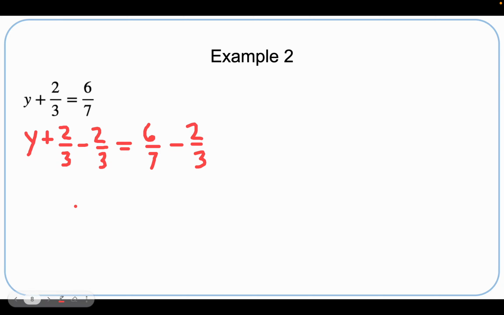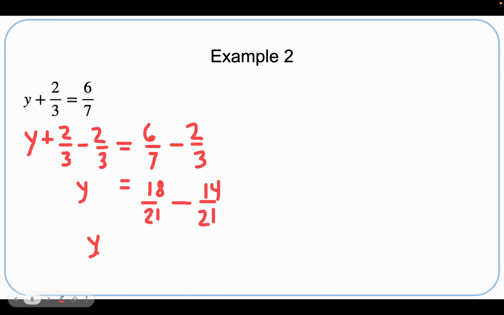Okay, so then we're going to simplify for our next step. So 2/3 minus 2/3 is 0, so that means we're just left with y, we're left with our variable, which is exactly what we want. And then in order to subtract our fractions, we need to use what we've learned before and get common denominators for these fractions in order to subtract them. So 7 and 3, that common denominator would be 21. So that means we're multiplying by 3, so we'd have 18 over 21. And then here we're multiplying by 7, so we're going to have 14 over 21.